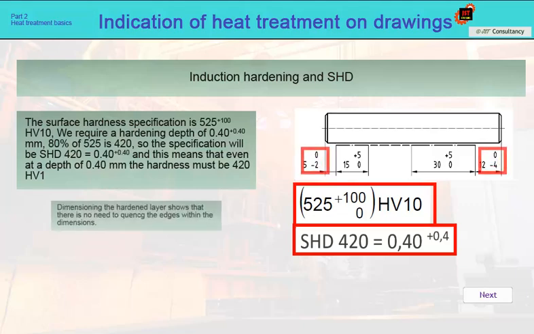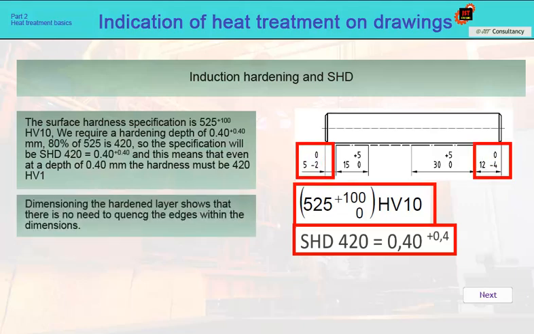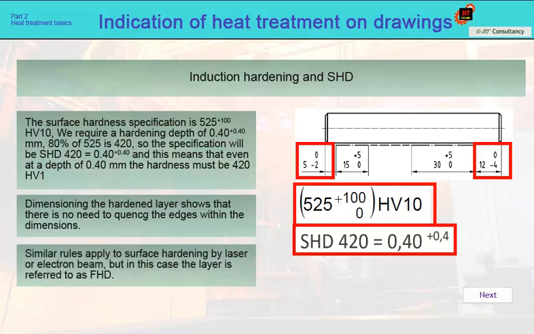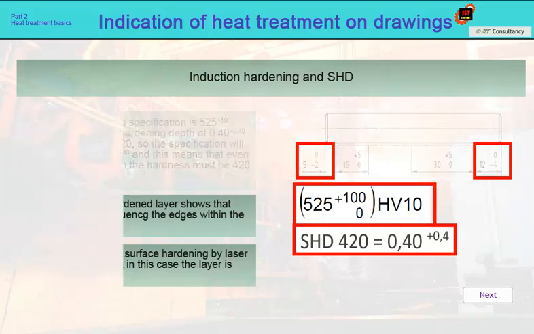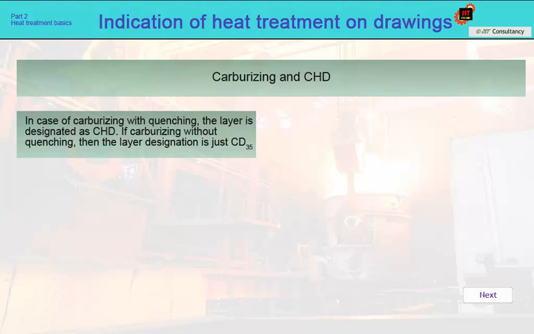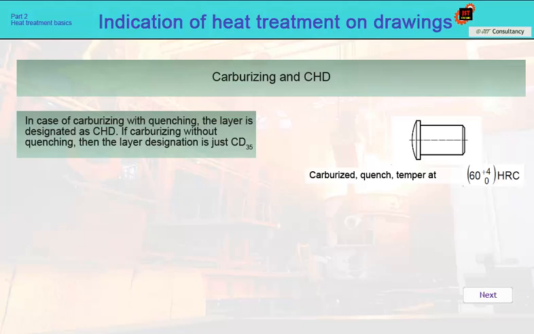It can also be seen from the picture that if we do not want the edges to be hardened due to, for example, overheating and cracking, we can dimension areas that do not need to be surface hardened. Similar rules apply to laser or electron beam surface hardening, but in this case the layer is referred to as FHD. In the case of carburizing with quenching, the layer is referred to as CHD. If it is carburizing without quenching, then the designation of the carburized layer is just CD.